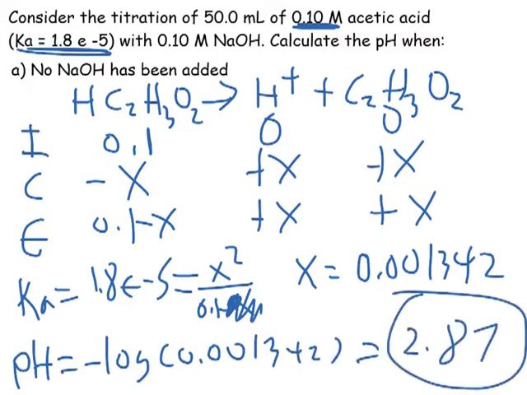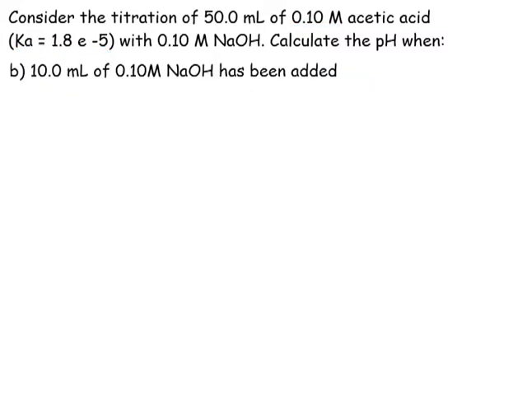So before the base is added, we just treat this like a normal weak acid problem. Unfortunately, things only get harder from here on out. Okay, so this time around we want to find the pH after 10 milliliters of 0.1 molar sodium hydroxide has been added. And this is hard because we have to take into account two things. We have to address the hydroxide ions, and we have to address the change in volume.